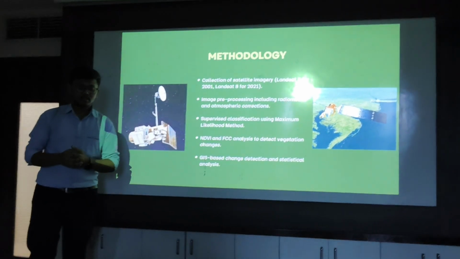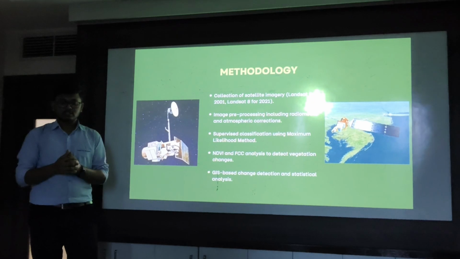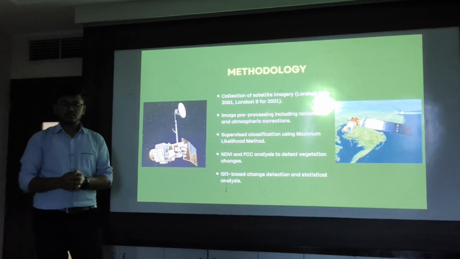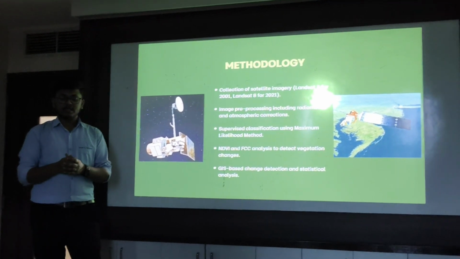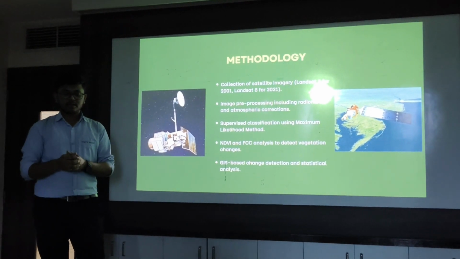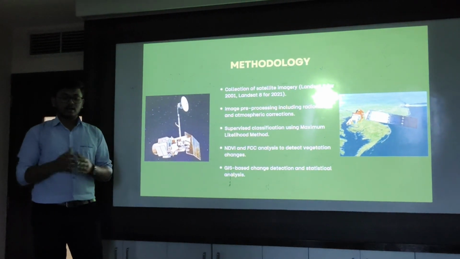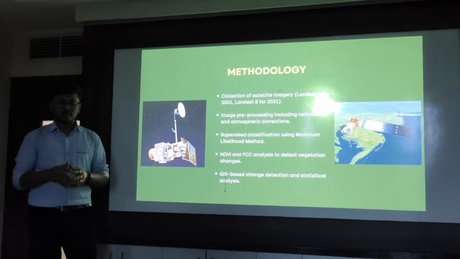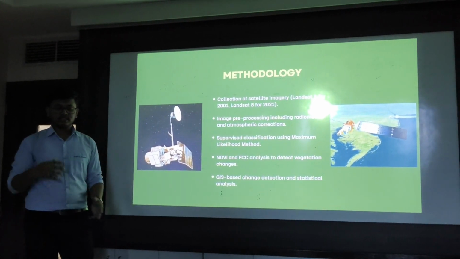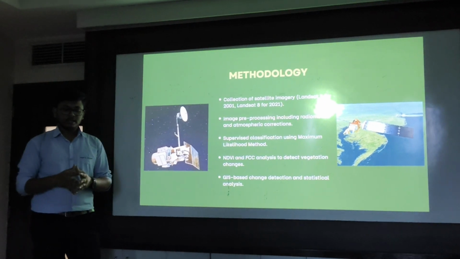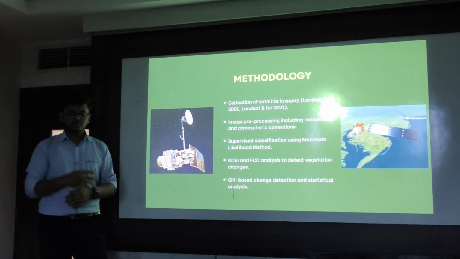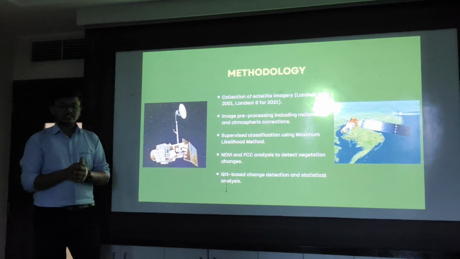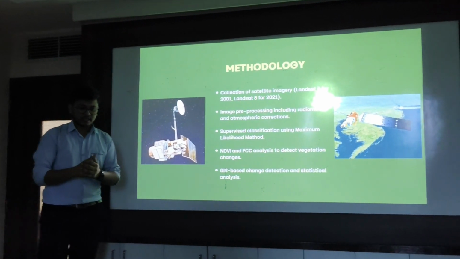Then the methodology. We employed a multi-step workflow here. First of all, we collected Landsat 5 imagery of 2001 and Landsat 8 for 2021, and pre-processed the images by clipping to reserve boundaries, radiometric and atmospheric corrections, and geo-referencing. After that, we conducted supervised classification using the maximum likelihood method to distinguish dense forest, open forest, and non-forest. Then calculated the NDVI and generated false color composites to highlight the vegetation changes. Then performed GIS-based change detection and statistical analysis to quantify the area changes.